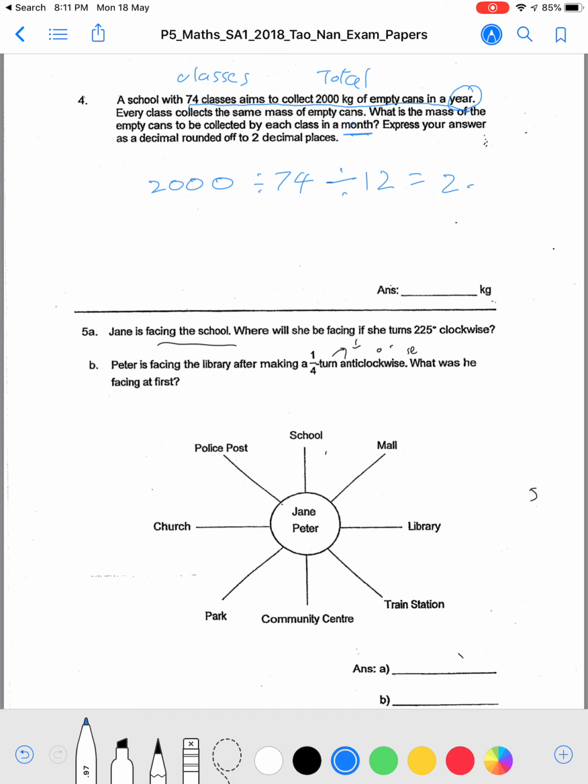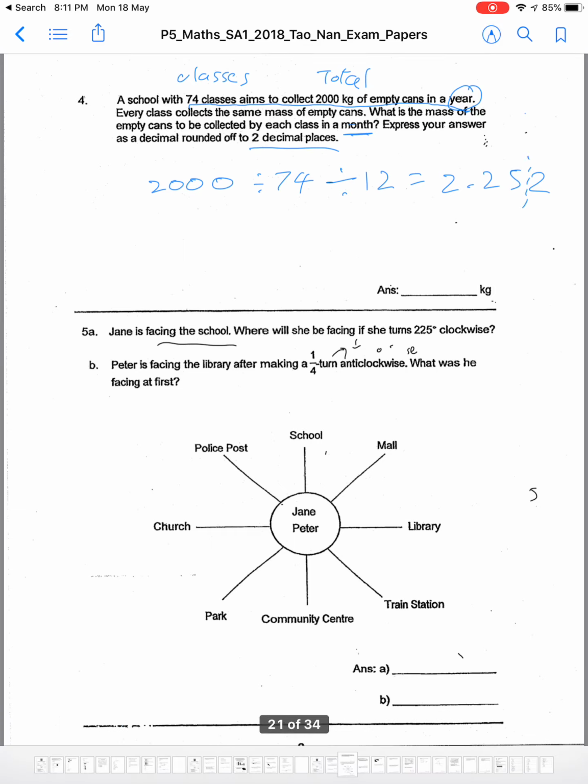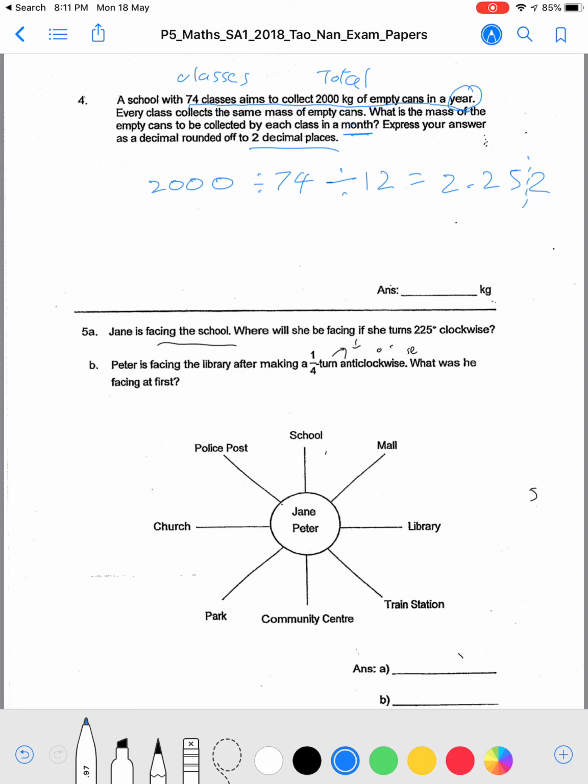So you have 2.252. But they want you to round off to 2 decimal places, right? So you count to the 3rd decimal place, you put a dot dot dot. Okay, then you may want to round it off. You put a dot dot dot, then you round it off to 2.25 because 2 is small, so you do not need to plus 1.